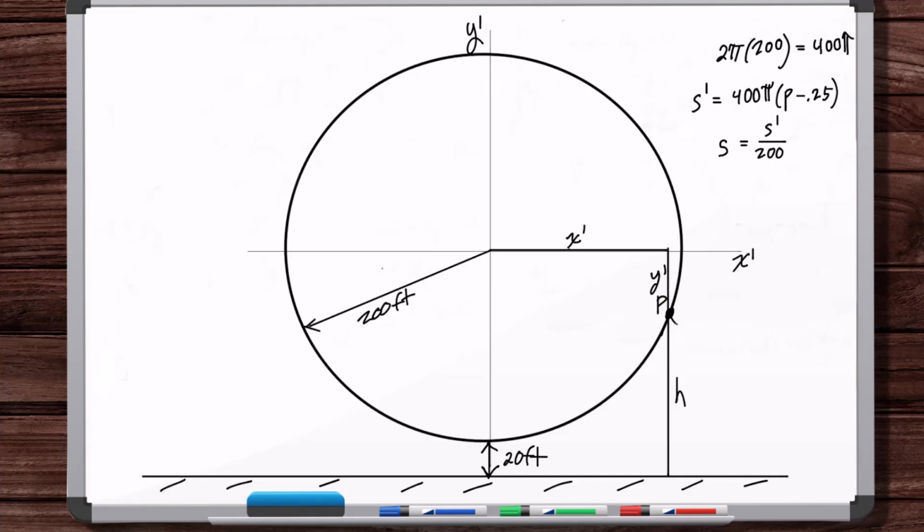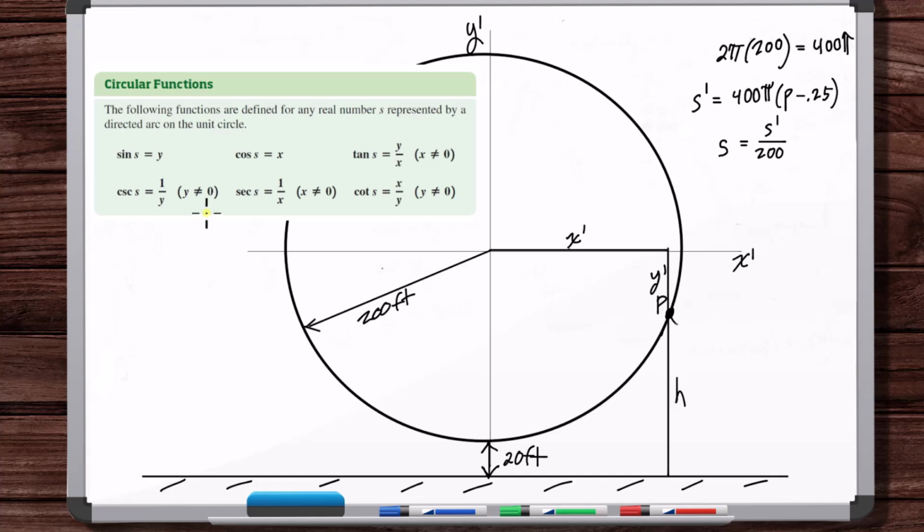So now with s, we can use the circular functions. When we input s, what we're going to get out are either an x coordinate, a y coordinate, a ratio of x and y coordinates, or a reciprocal of the x and y coordinates. But remember, these x and y coordinates correspond to a unit circle. It's a position on a unit circle. Now for this problem, all we actually need is a y coordinate. So all we need to use is sine of s, and we're going to get y.